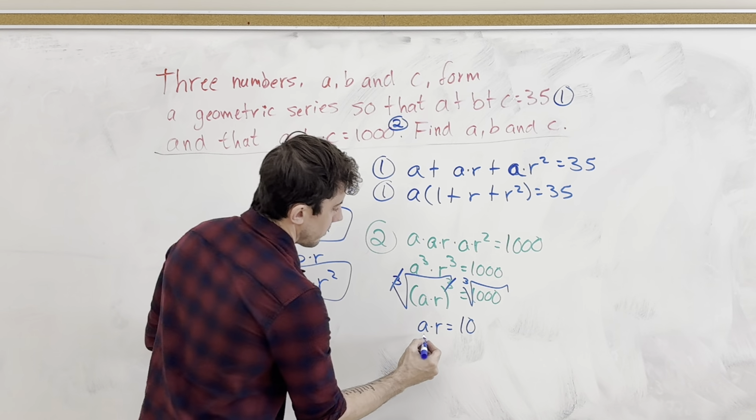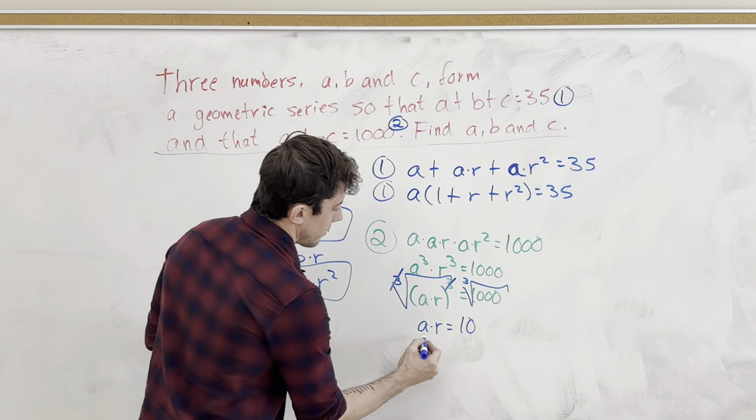If we divide both sides by R, then these R's cancel out, and we get A is equal to 10 over R. Now, we will substitute that into equation 1. Before we do that, I'm just going to make a note: we're going to sub A is equal to 10 over R into equation 1, just to keep things organized. So now we'll replace the A with 10 over R. So 10 over R times (1 plus R plus R squared) is equal to 35.